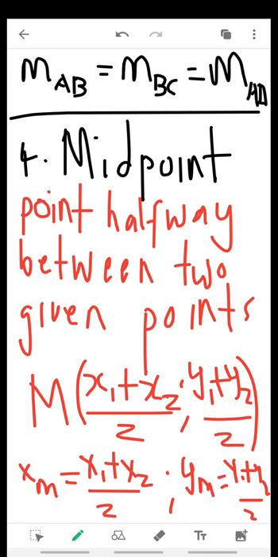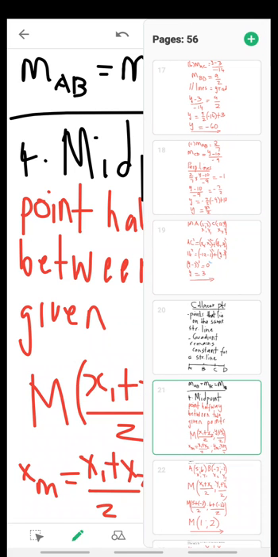Now, that part x1 plus x2 over 2 represents what? It represents xm. What is xm? This is the x value of the midpoint. That's why I wrote it down: xm equals x1 plus x2 over 2. Then that part, y1 plus y2 over 2, represents what? It represents the y coordinate of the midpoint. That's why I wrote ym equals y1 plus y2 over 2. Well done. Now moving on.